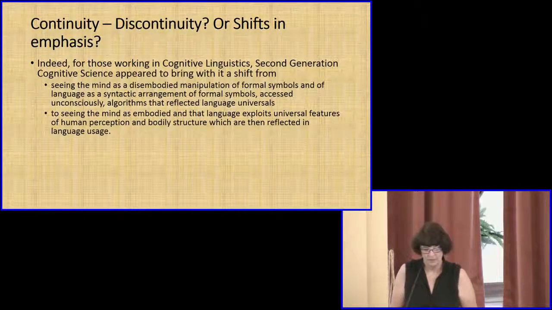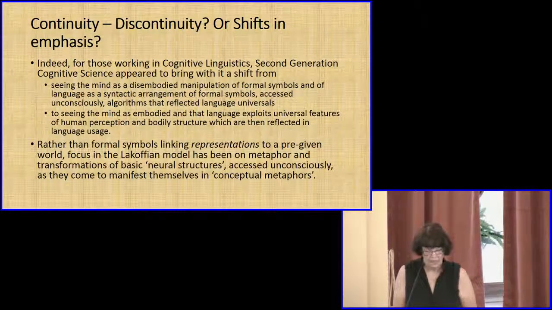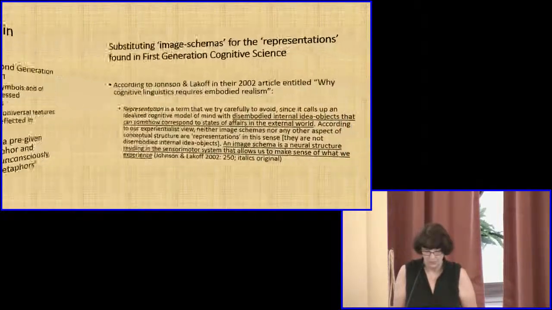Indeed, for those working in cognitive linguistics, second-generation cognitive science appeared to bring with it a shift from seeing the mind as a disembodied manipulation of formal symbols, and language as a syntactic arrangement of formal symbols accessed unconsciously by algorithms that reflected language universals, to seeing the mind as embodied, and that language exploits universal features of human perception and bodily structure, which are then reflected in language usage. Rather than formal symbols linking representations to a pre-given world, focus in the Lakoffian model has been on metaphor and transformations of basic neural structures accessed unconsciously as they come to manifest themselves in conceptual metaphors.